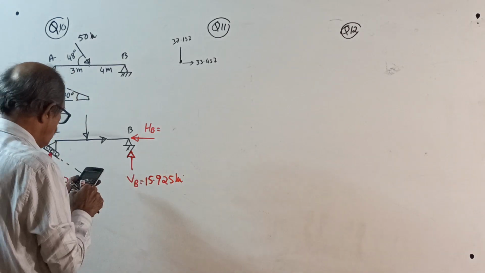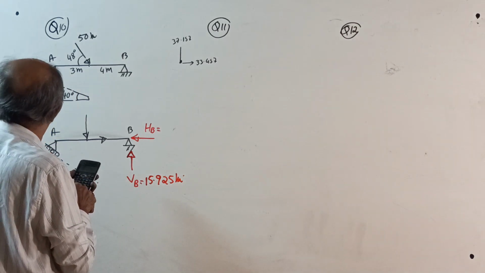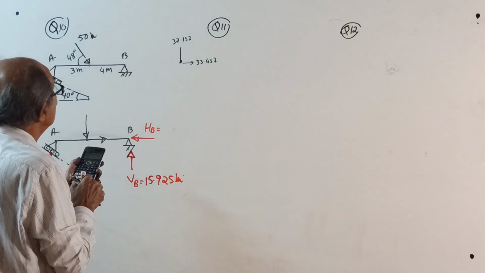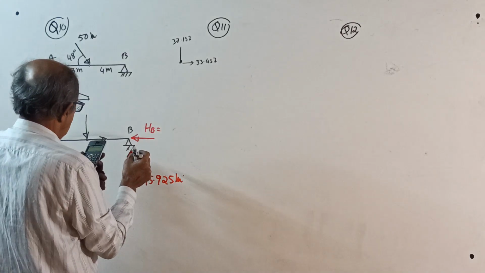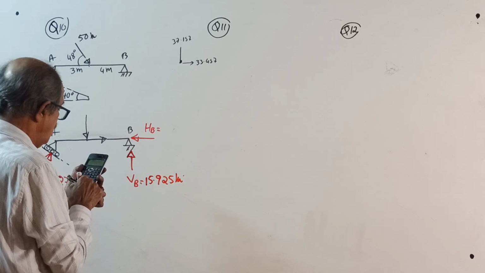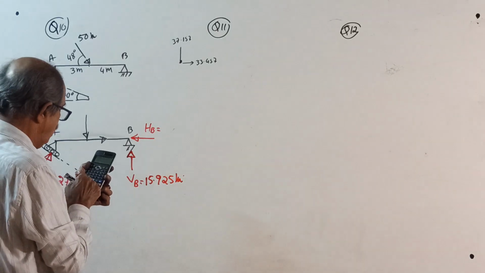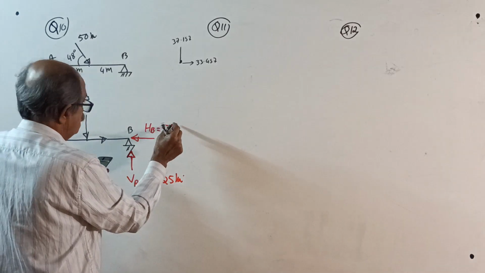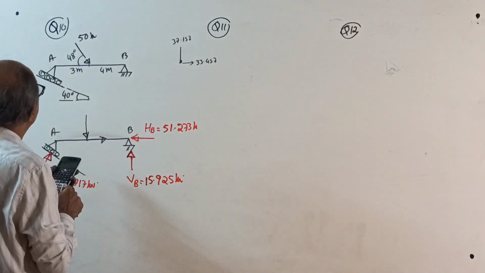And this component is 27.717 into cos of 50 plus another 33.457. This is something wrong in the calculation. See, 27.717 into cos 50 plus 33.457 gives 51.273 kilonewton. Now I will do one thing. I will take moment about this point and check the answer.